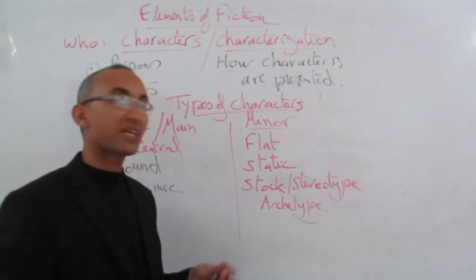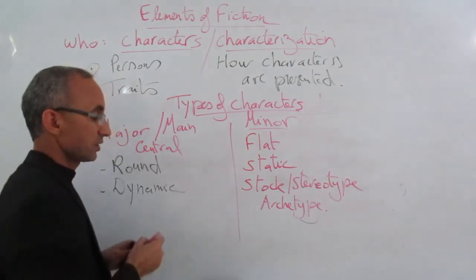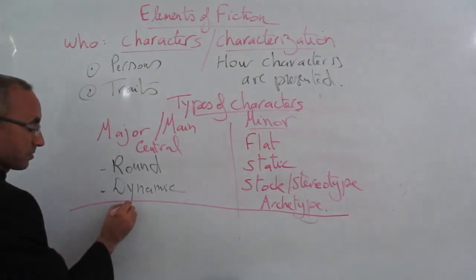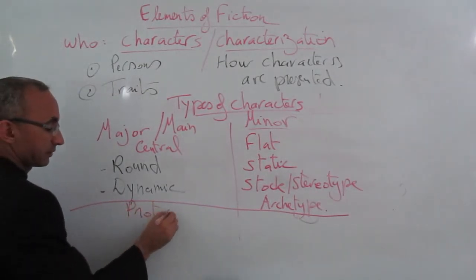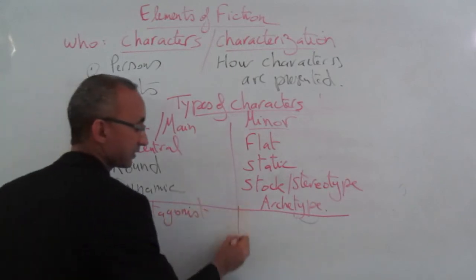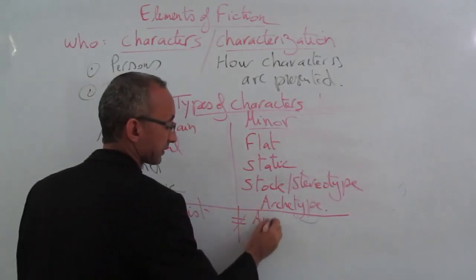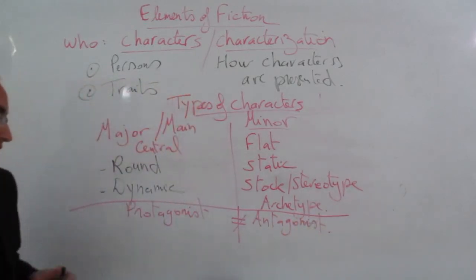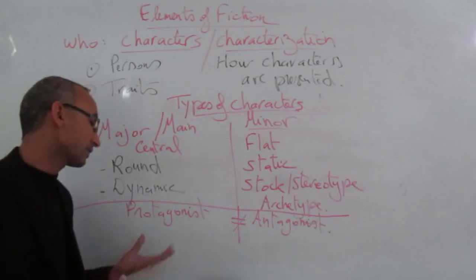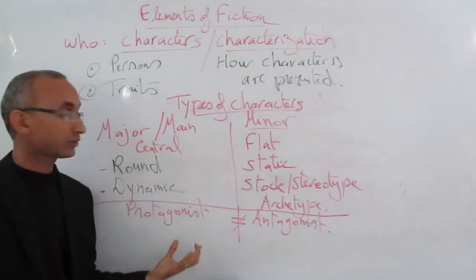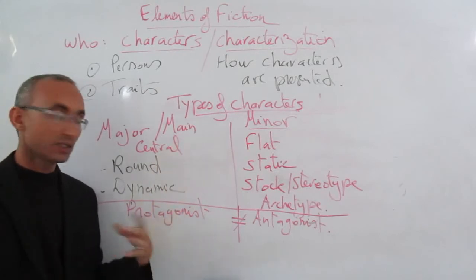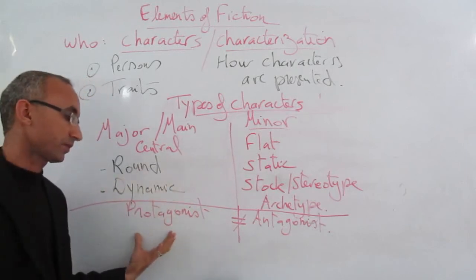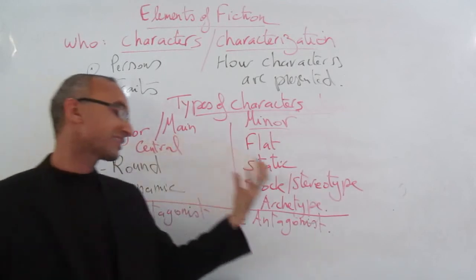Clear? Good. Also at the level of characters we have another division, which is the protagonist and its opposite, antagonist. The protagonist, as you know, is the major character, nearly synonymous to this term. He is the one who is playing the major role in a story, or a novel or a piece of fiction. Now, on the other hand, we have the antagonist.